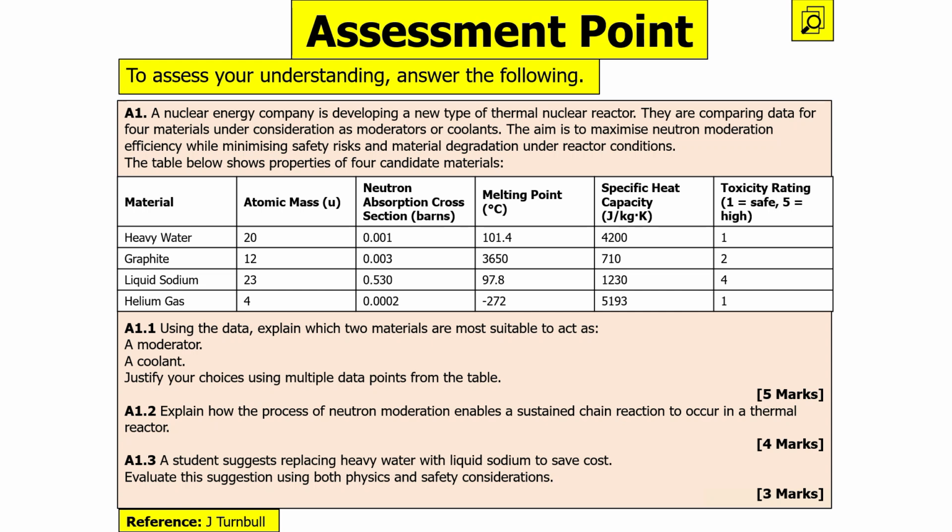Using the data, explain which two materials are most suitable to act as a moderator and a coolant. Justify your choices using multiple data points from the table. Explain how the process of neutron moderation enables a sustained chain reaction to occur in a thermal reactor. A student suggests replacing heavy water with liquid sodium to save cost. Evaluate this suggestion using both physics and safety considerations. So pause the video now, and then unpause the video when you want to go through your answer.